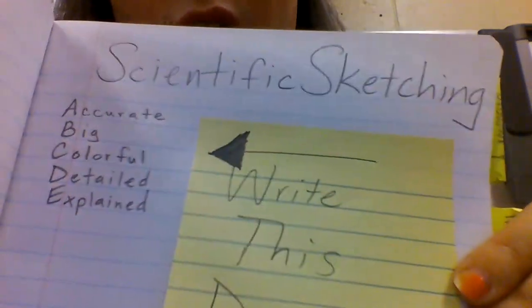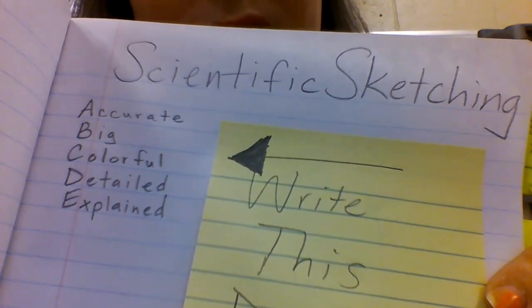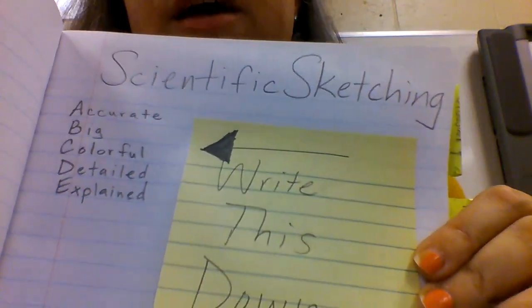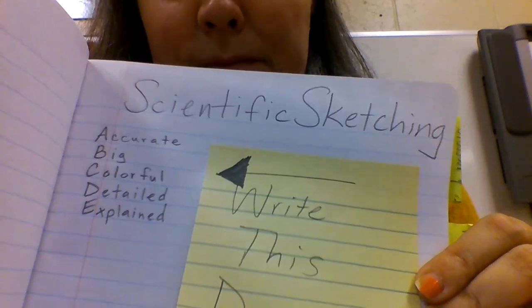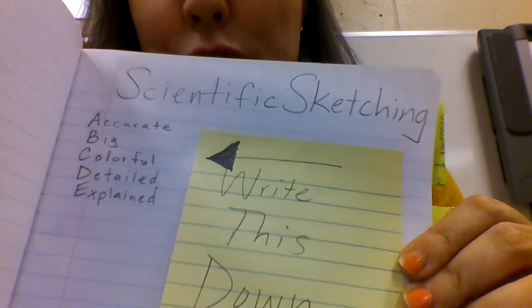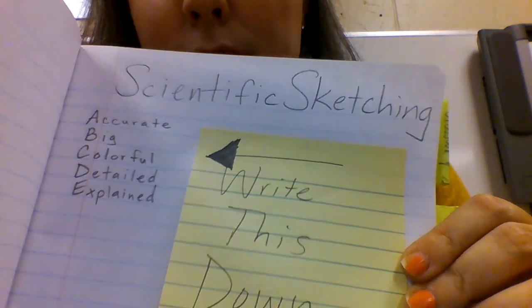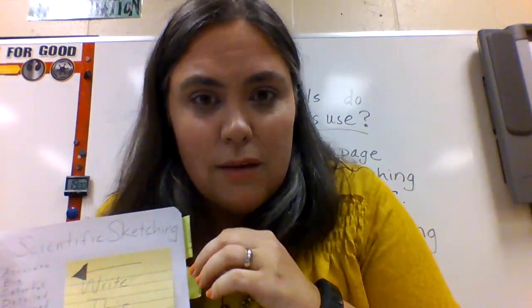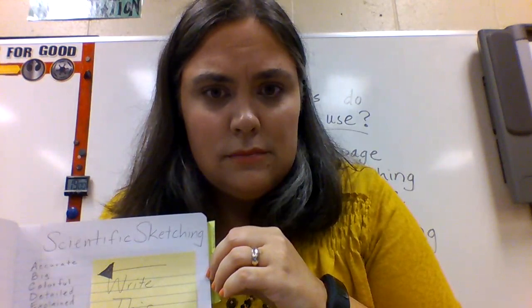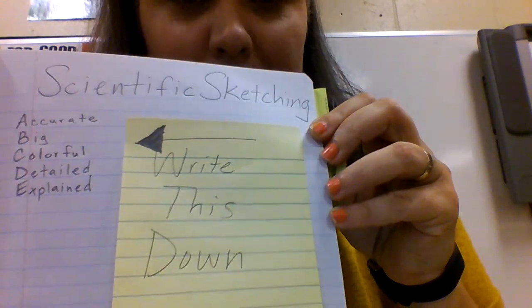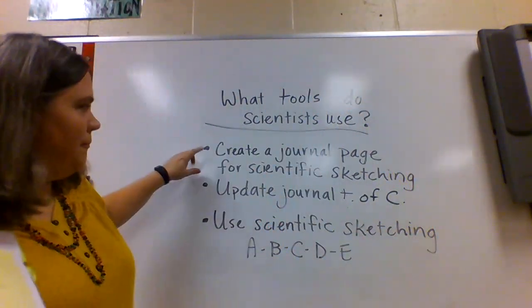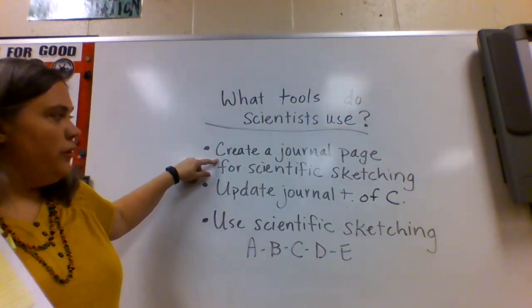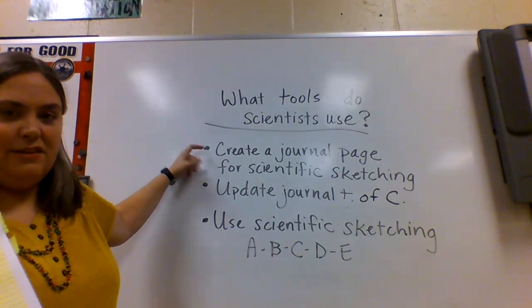And the most important one of all, of course, they save for last. Scientific sketching has to explain something. It's teaching. You're showing your knowledge. You're showing how you can observe. What does that word mean? Observe. Do you know what it means to observe? We have to talk about that again. So do me a favor, write this down, and that will help us accomplish our first goal, which was create a journal page for scientific sketching.